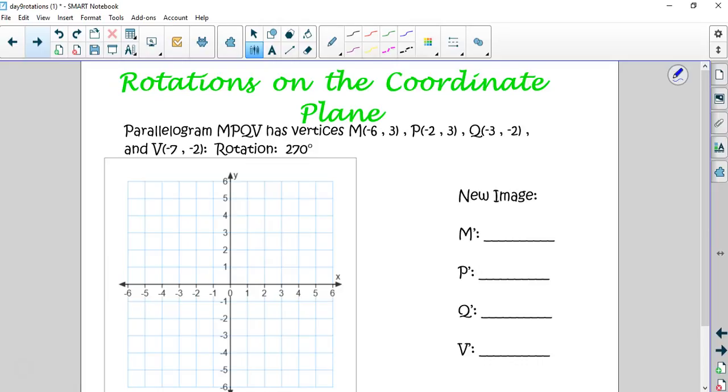Parallelogram, M, negative 6, positive 3. P, negative 2, positive 3. Q, negative 3, negative 2. And V, negative 7, negative 2. Kind of off the chart, but we can deal with that.